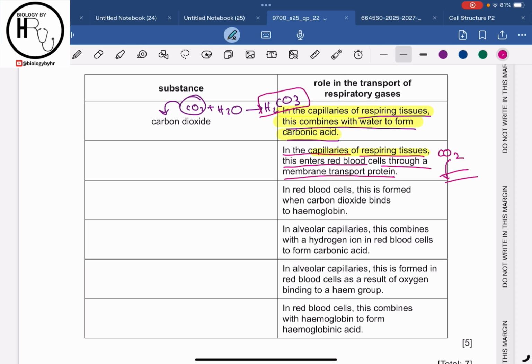And then the carbonic acid will form the bicarbonate ions, right? What it will do is that the carbonic acid will form the bicarbonate ions and the H positive ions.